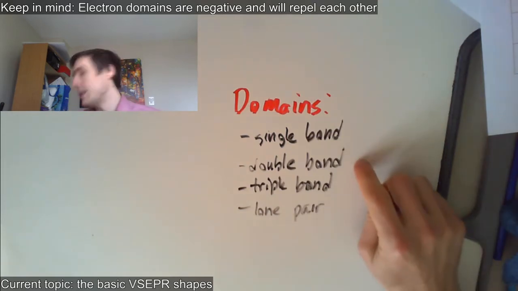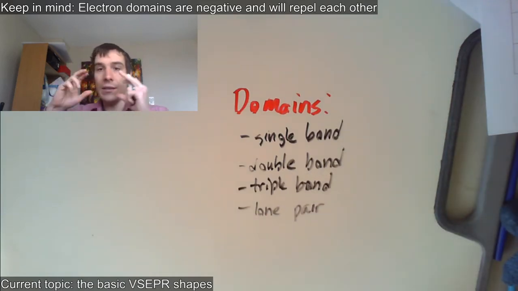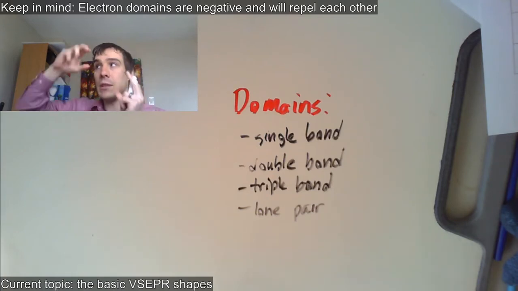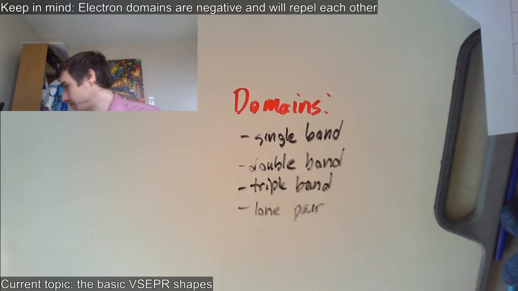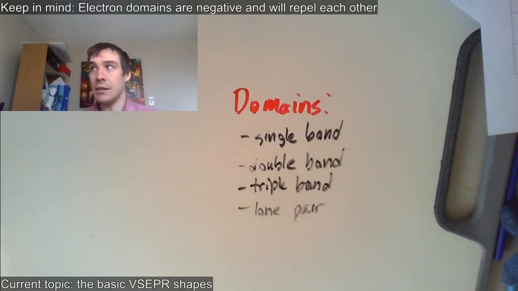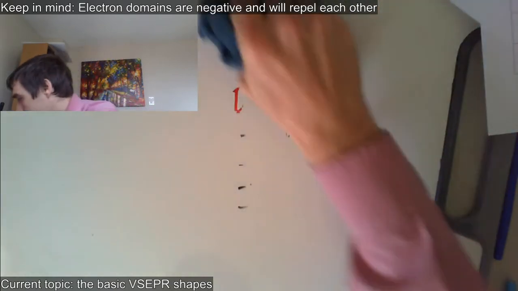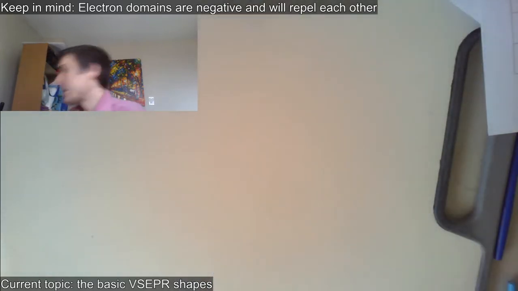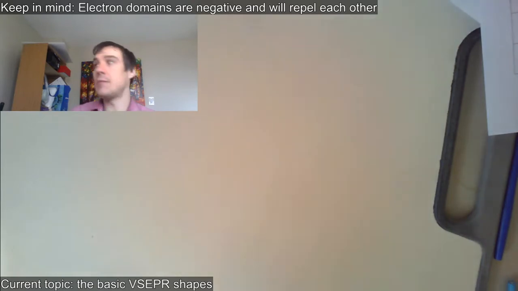So a double bond, even though there's 4 electrons there, only counts as one domain under VSEPR, because when the double bond moves, all 4 electrons are going to move together rather than moving individually. Same thing with triple bonds, and same thing with lone pairs. Lone pairs are thought of as little clouds of electrons in VSEPR. So that's the first part. The second part is the repulsion aspect, that they will repel each other.